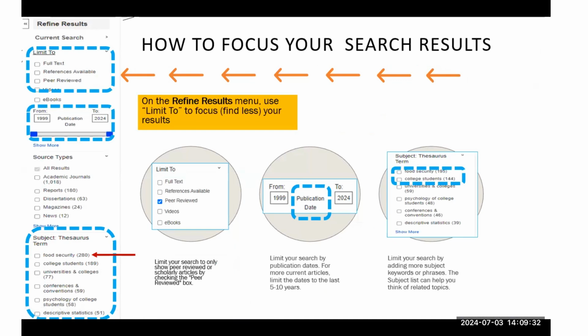Here, you may select the Source Limit box for only peer-reviewed articles. You might use the publication date to limit to more recent articles. There is also a menu of subject terms or tags used by the database. Notice that the subject tag food security is used for food insecurity.